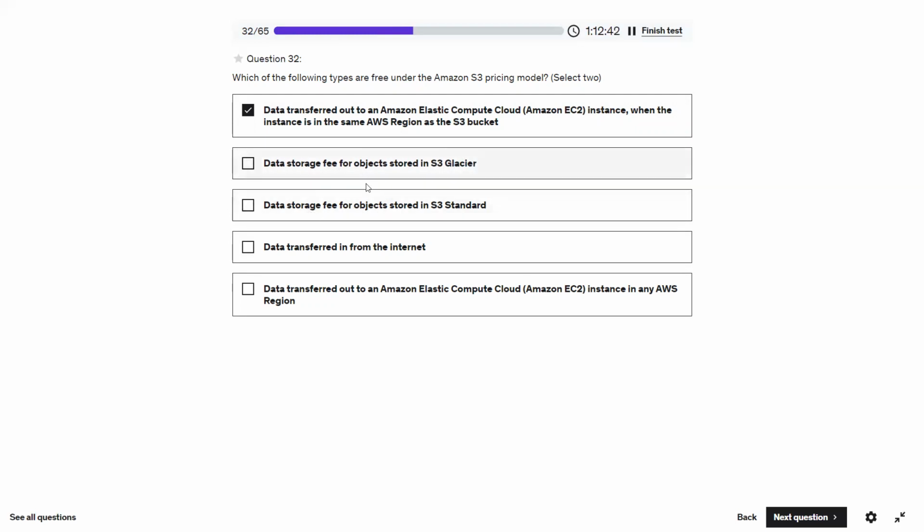Data transfer in, basically there is 5 GB free, but after that there is a cost. Similarly in the standard, data transferred in, so incoming requests, is also free. So this looks fine. Data transfer from an EC2 instance in any AWS region, so this is wrong. If it is in the same AWS region, then it is free. If it is in any AWS region, then we have to pay.